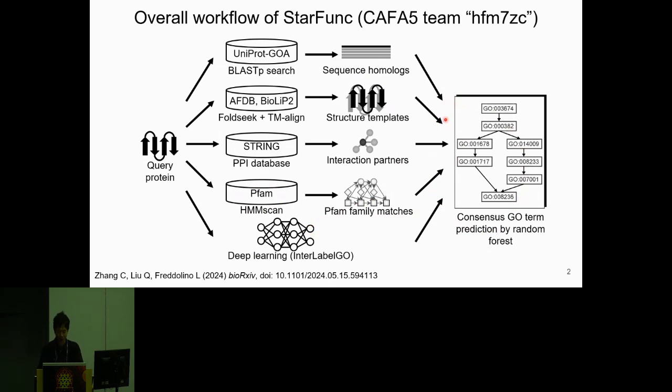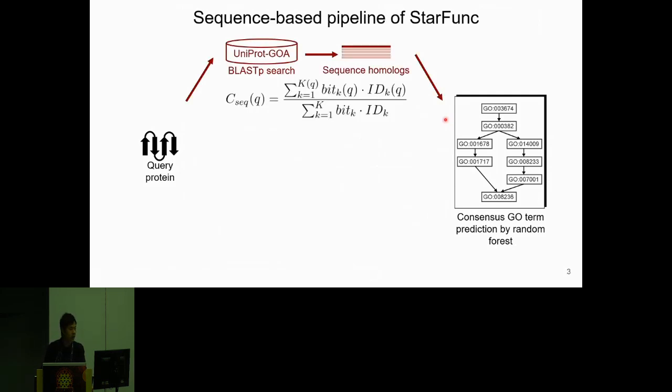We may not have the most sophisticated deep learning model, but we try to use the template information to the fullest. So in the following slides, I will explain these component methods that use templates one by one. So the first component method is based on sequence homologs detected by BLAST search, where the prediction score for GO term q based on sequence is calculated by a weighted k-nearest neighbor shown in this equation.